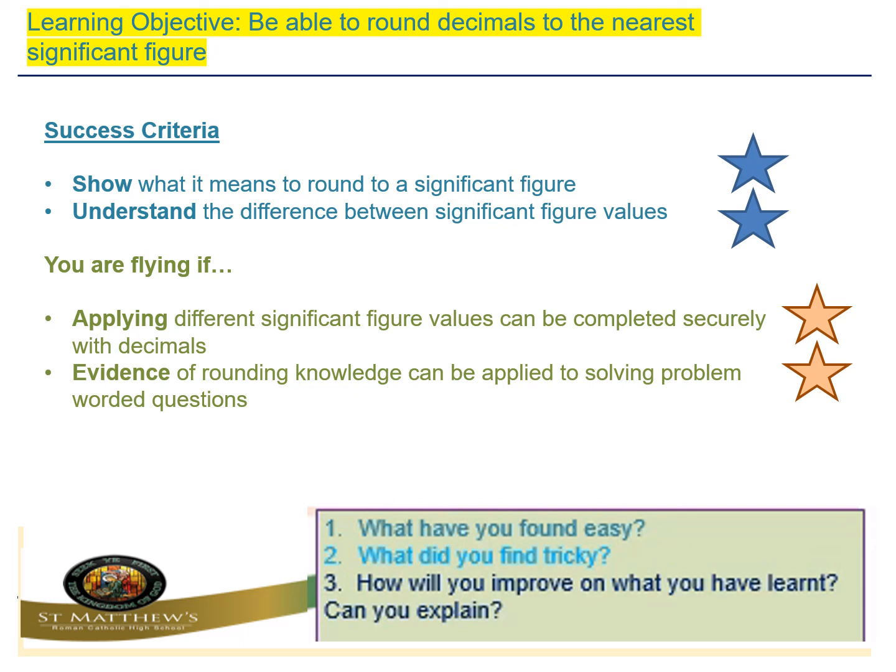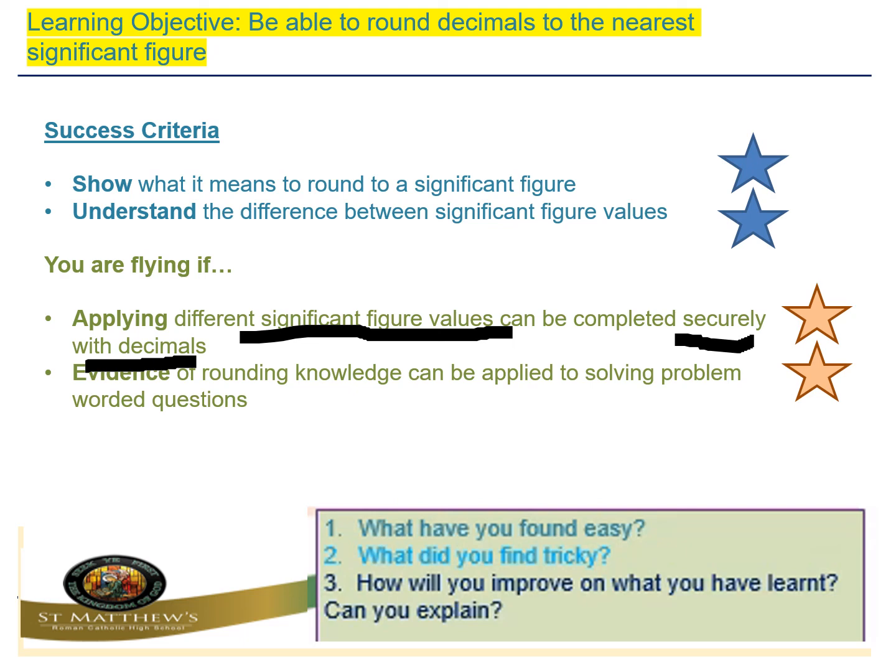Okay, so we're back to our initial slide. So what have we taken from today? Well, we wanted to be able to round decimals to the nearest significant figure, and I hope you've all been able to improve that. We'd already been looking in previous lessons at how to round significant figures with whole numbers, and then understanding the difference between 1, 2, and 3 significant figures and how we work that out. And then we've been looking at being secure with the decimals now, applying different significant values and seeing if we complete them.